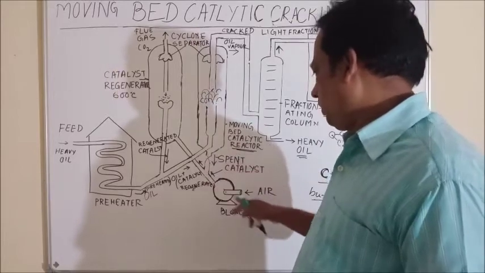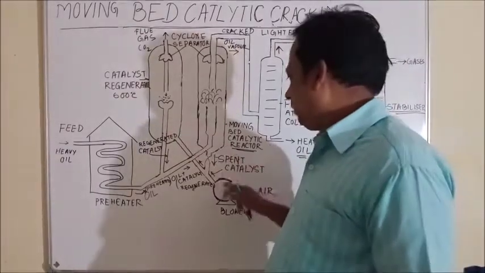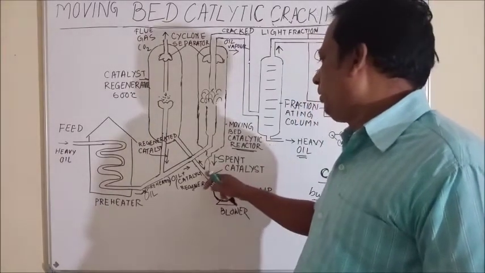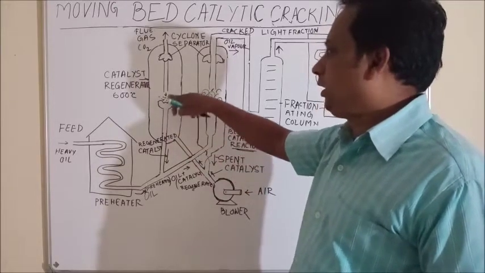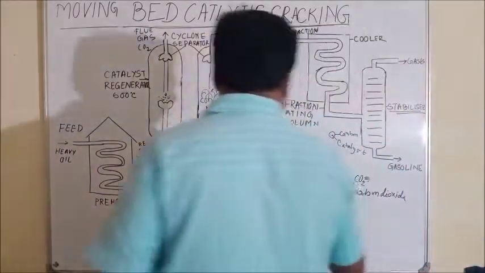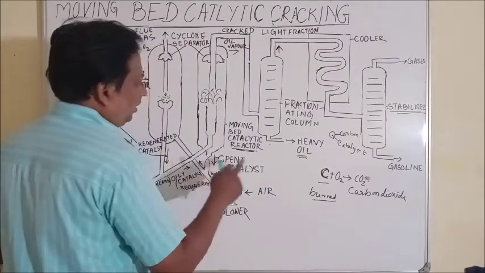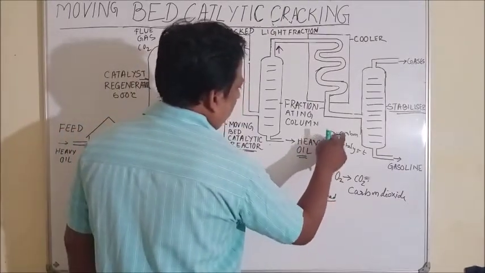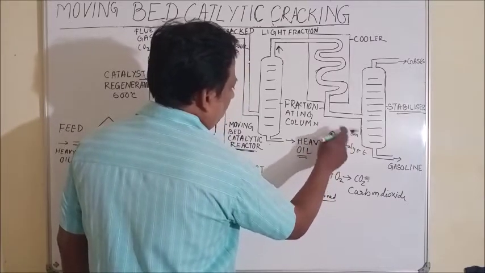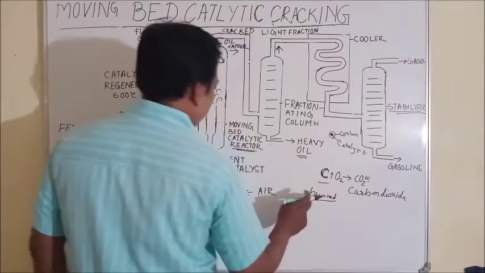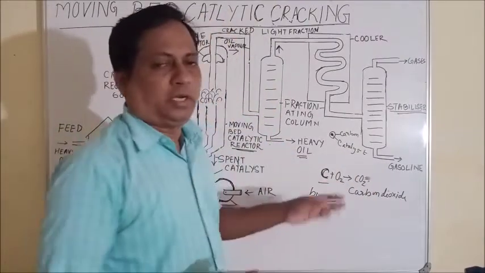At the bottom there is a blower which blows the catalyst into the regenerator. In the regenerator the catalyst is heated, and the reaction carbon plus oxygen gives carbon dioxide. The catalyst which is falling is covered with carbon particles, so those carbon particles are burned. When the carbon particle burns, it becomes carbon dioxide.